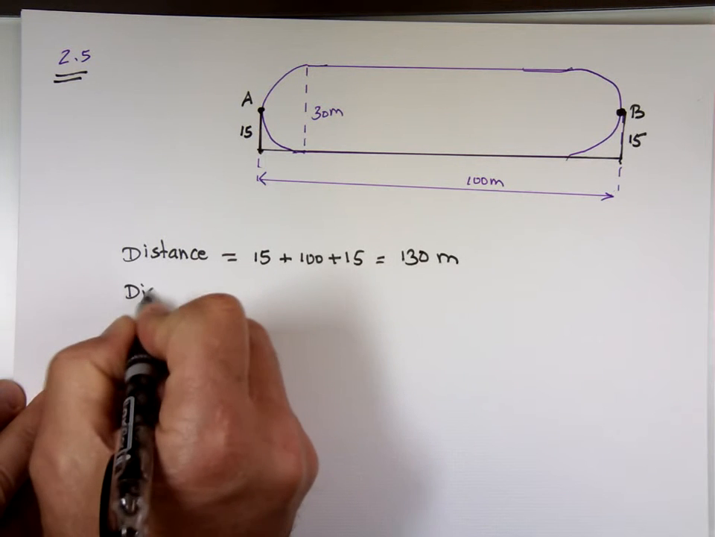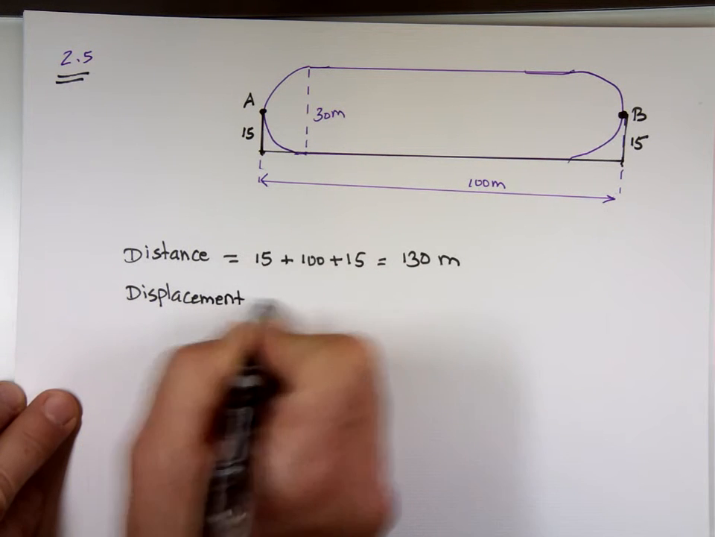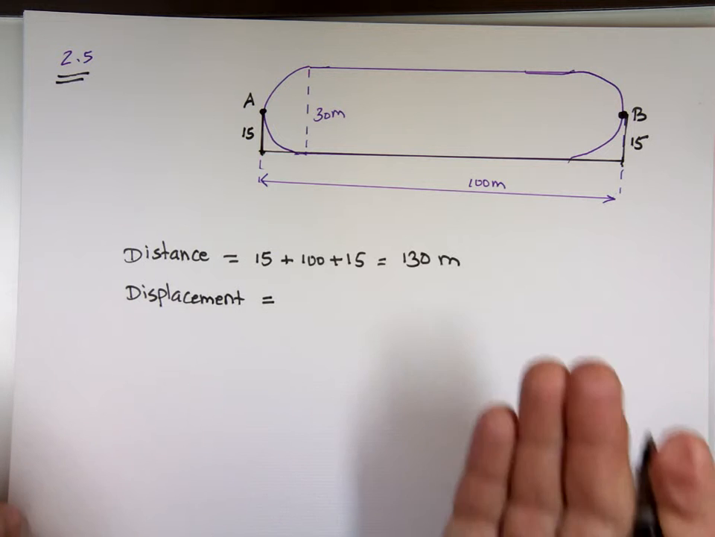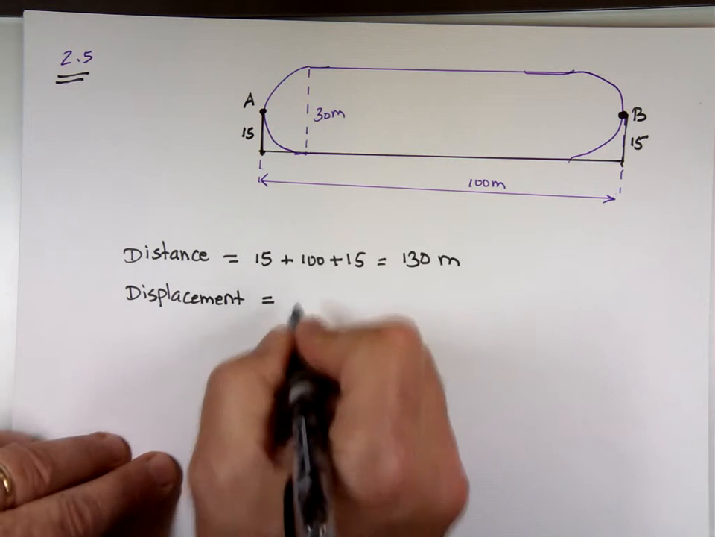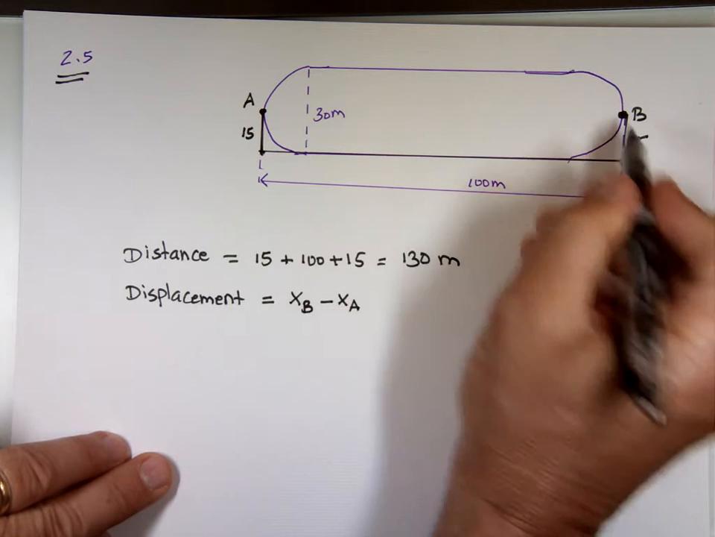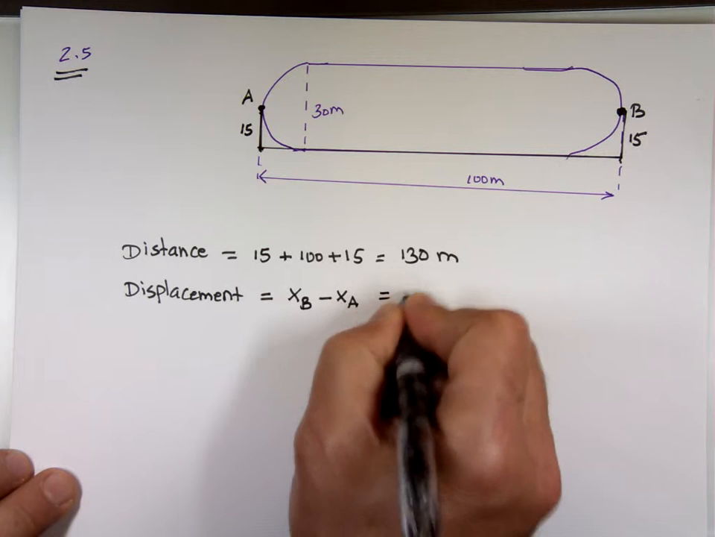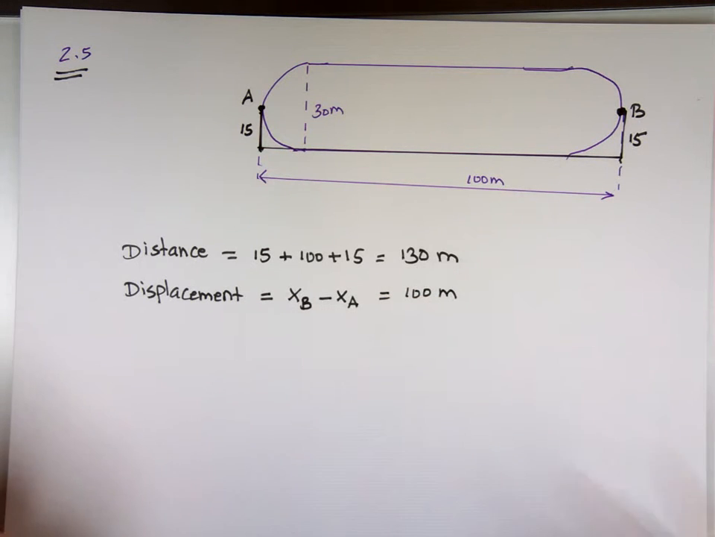Displacement, we don't care about the path. Displacement is the difference between the final position and the initial position. How far is point B from point A, the difference between them? If you measure the distance from here to there, what is that distance between them? Isn't that 100 meters? That's if you do half a circle.